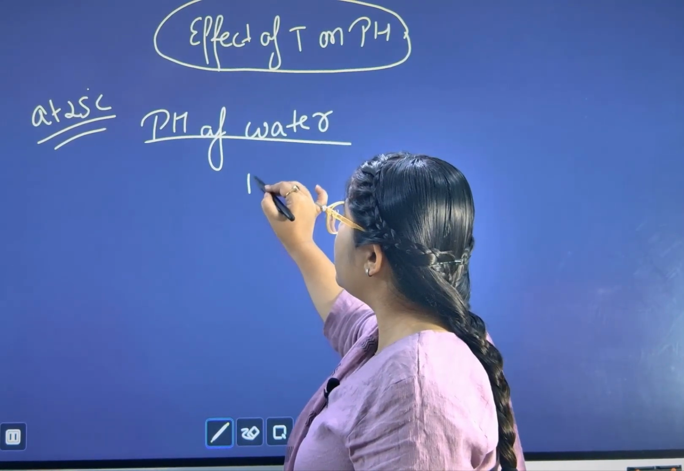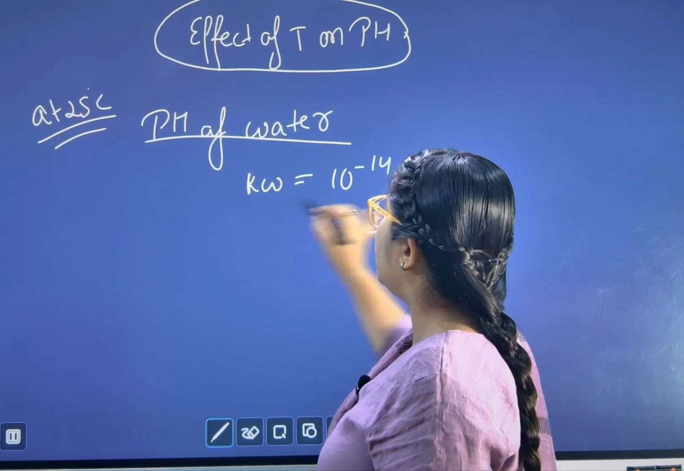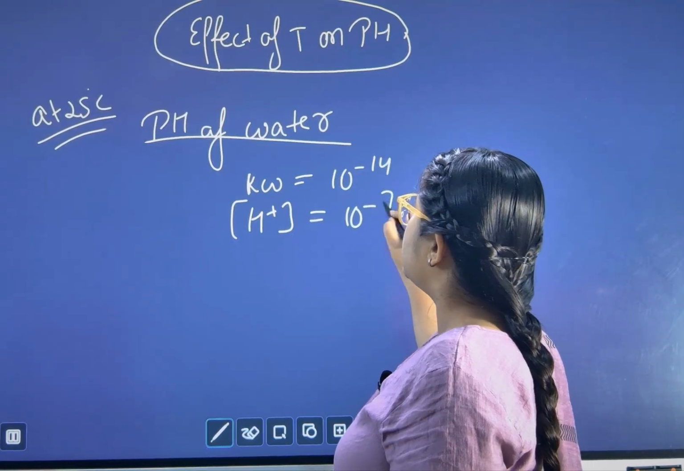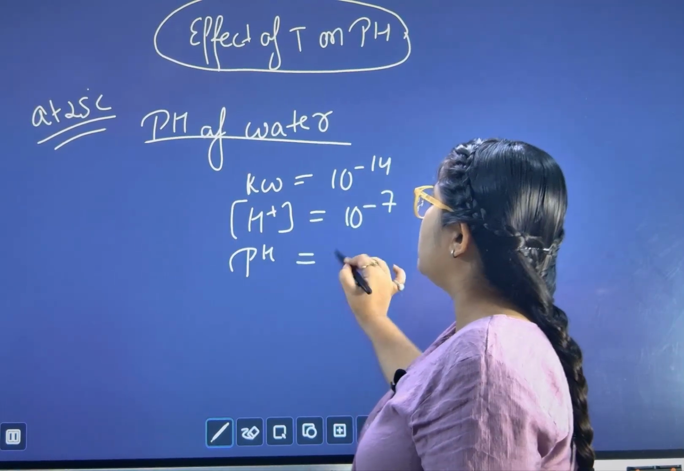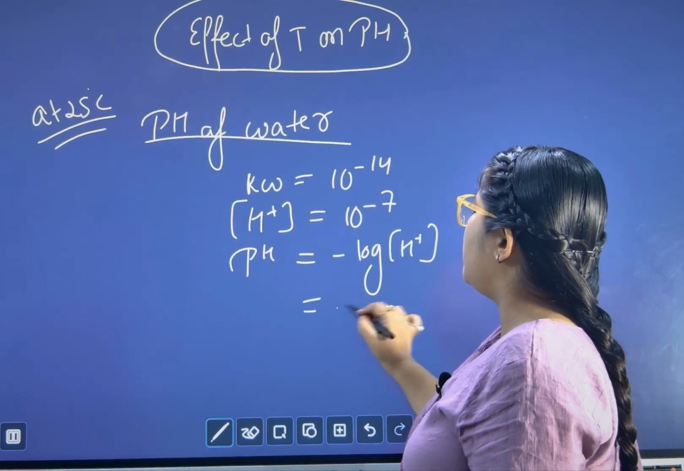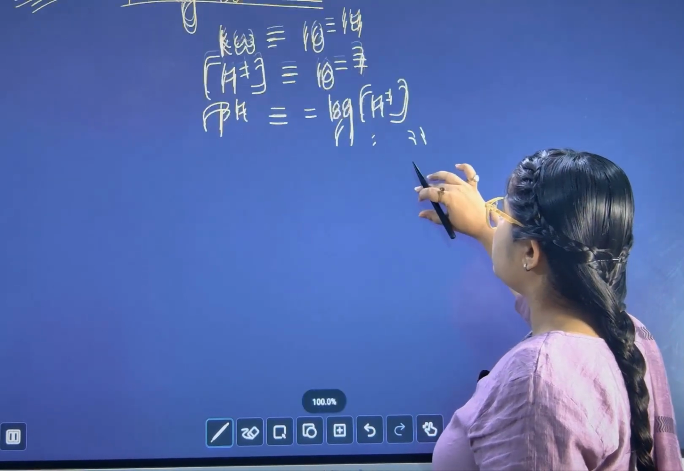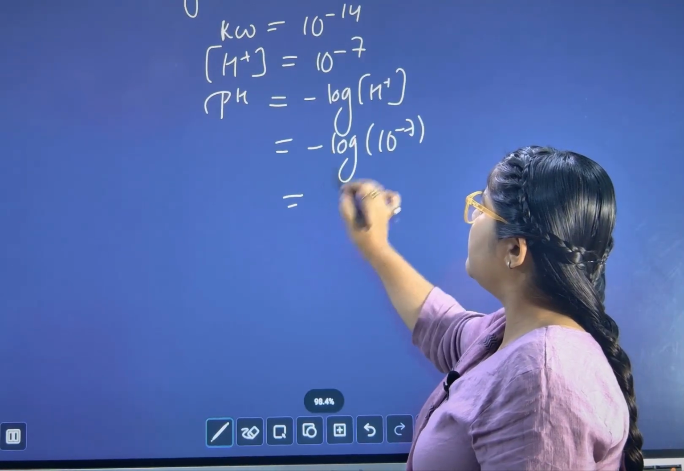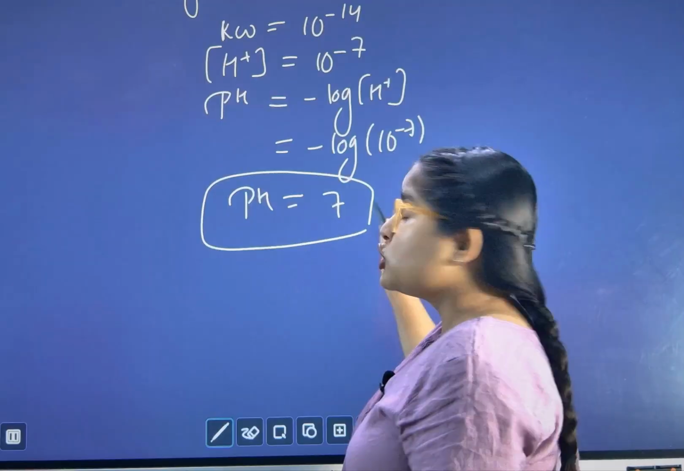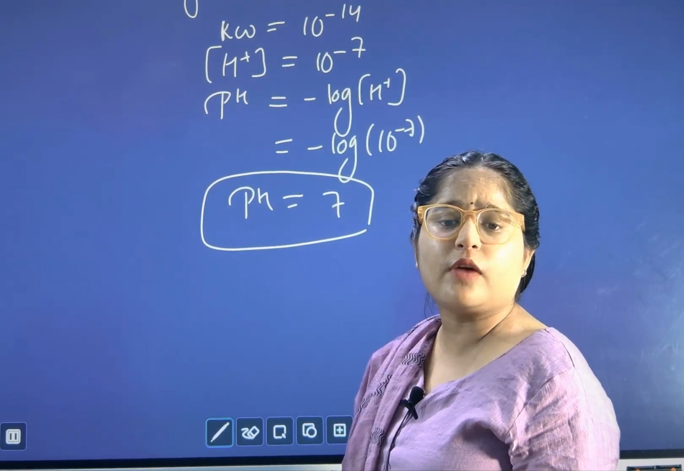We know at 25 degrees centigrade Kw is 10 to the power minus 14. So from here H+ ion is equal to 10 to the power minus 7. So pH is equal to minus log [H+]. So minus log 10 to the power minus 7, so minus times minus gives plus. So pH is equal to how much? 7. Clear?